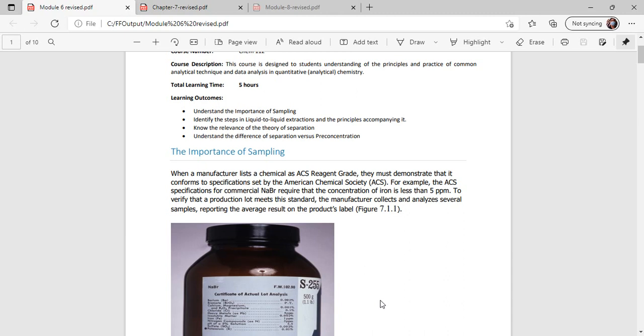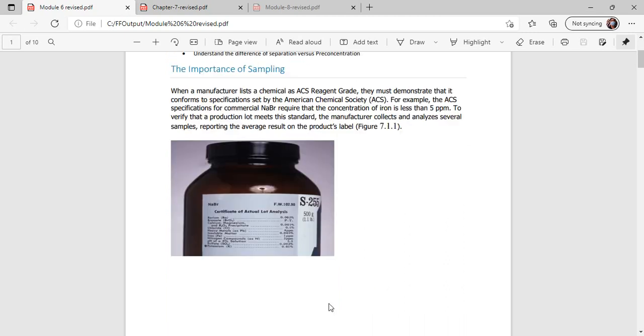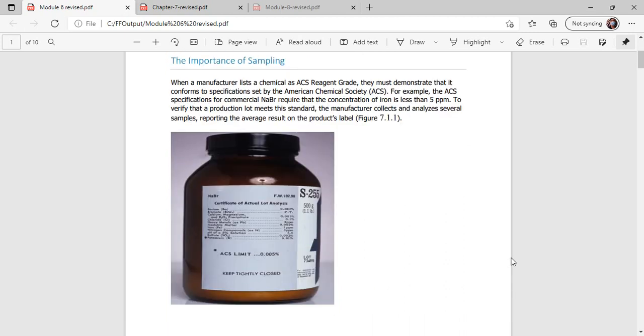With a manufacturer list, a chemical or your ACS reagent grade, they must demonstrate that it conforms with your specification set by your ACS or your American Chemical Society. For example, the ACS specification for a commercial NaBr requires that the concentration of your iron is less than 5 ppm. ppm is parts per million. To verify the production lot meets this standard, the manufacturer collects and analyzes several samples, reporting the average result on the product label.